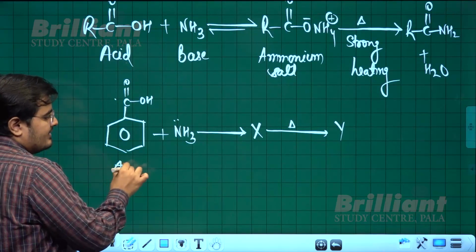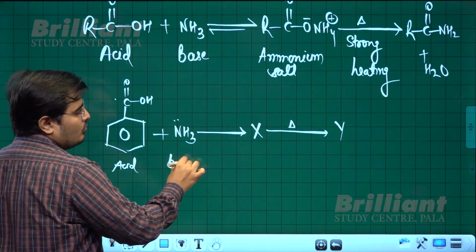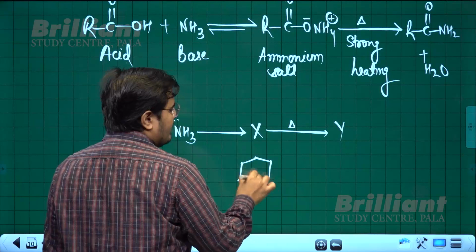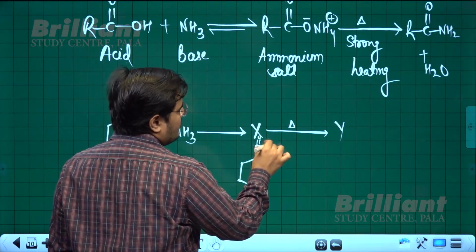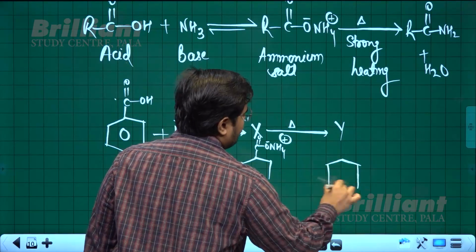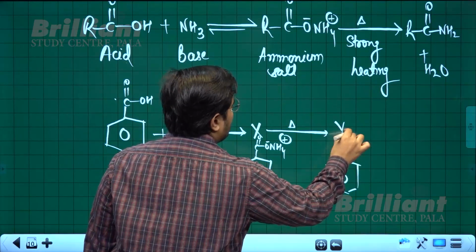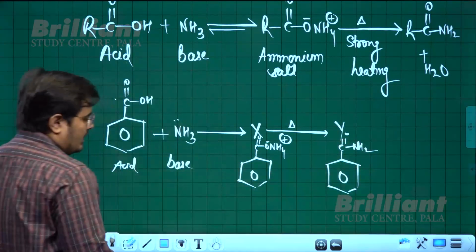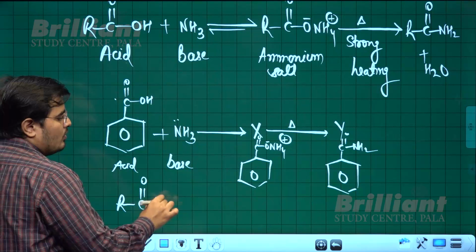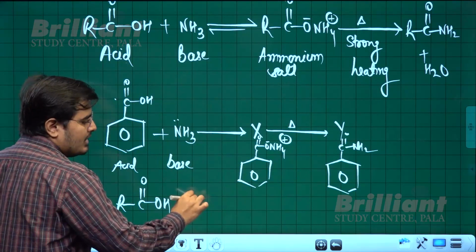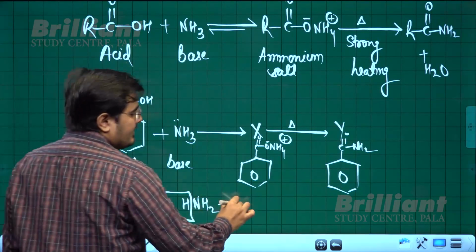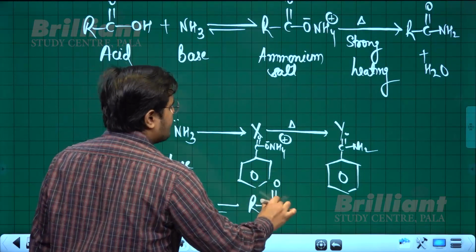We know this is an acid, this is a base. So first an acid base reaction will happen, which will result in the formation of carboxylate salt, which on heating will give amide. So in short, you can also remember it as: if you have RC=O OH, you can combine it with ammonia, which you can write as HNH2. You remove water and directly combine them together as RCONH2.